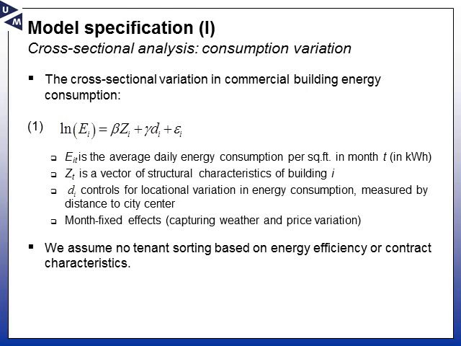We estimate econometric models such as this, so the dependent variable is the log of average daily electricity consumption per square foot in a building at time t. And we're going to explain this variation across these buildings as a function of building characteristics and a bunch of other characteristics. We're going to include a variety of fixed effects to control for weather and for electric utility price data.